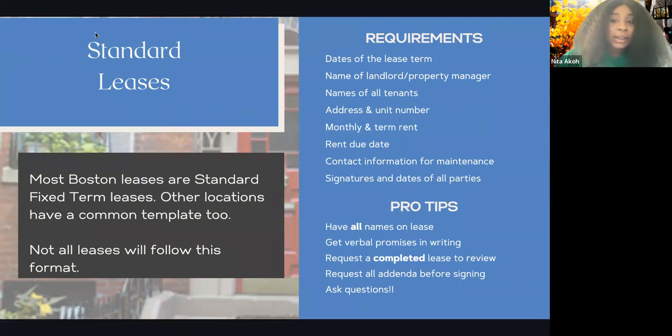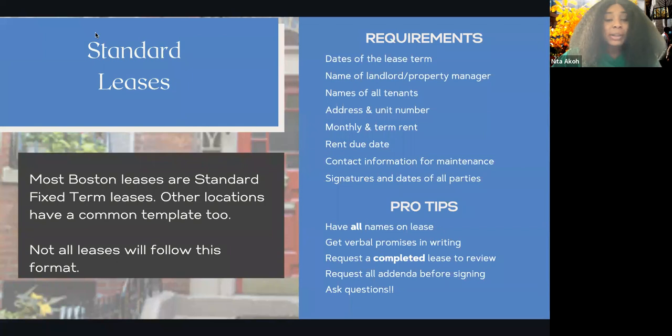The names of all the tenants should be written on the lease, and this is to legally favor everyone that's actually living in that property. You'd want to have the address and the unit number of where you're staying, the monthly and term rent, when rent is due, the contact information for maintenance, and the signatures and dates of every single party, which is every single roommate. Some of the pro tips, as we have stressed, is that you should get all the names on the lease. Every single roommate should be on the lease.